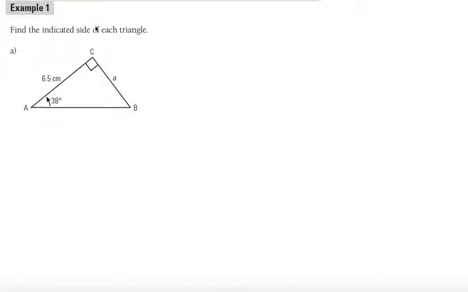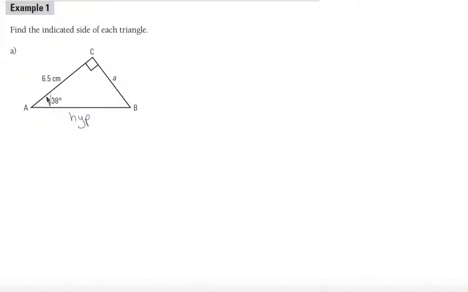Okay, these next couple of examples aren't actually in your handout, but we're going to look at them anyway just to give you an example of what you're doing. Example 1, find the indicated side of each triangle. So here, again, the first thing we always want to do is label our triangle. Here is our right angle, which means these are the two legs, and this side is the hypotenuse.